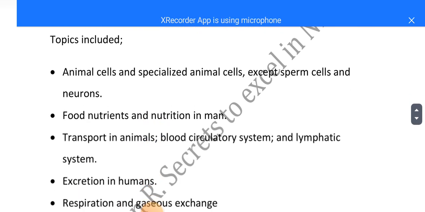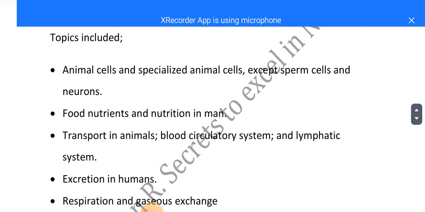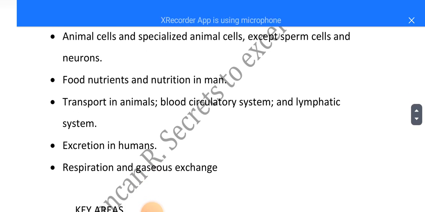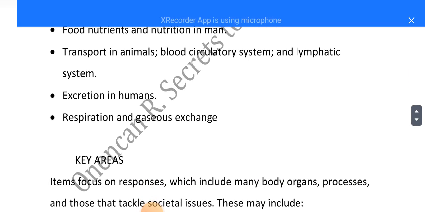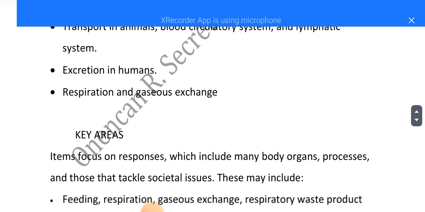Now the topics we have here: animal cells and specialized cells, food nutrients and nutrition in man, transport in animals, the blood circulatory system, and the lymphatic system. Now that is senior 2 work. We have excretion in humans, that is senior 3. Respiration and gaseous exchange, that is also senior 3.